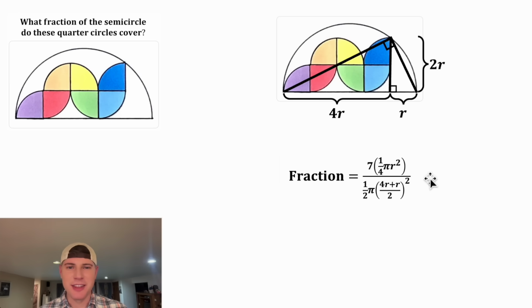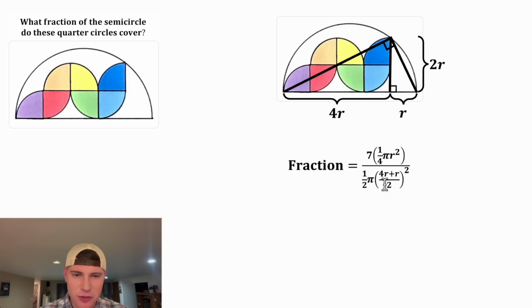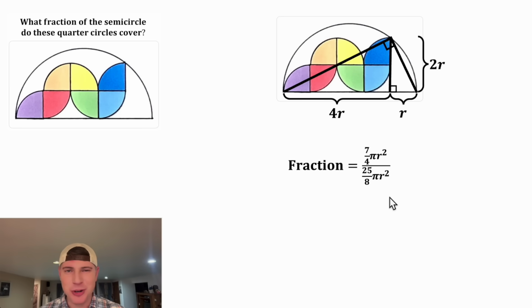And now we can simplify this. Inside of this parentheses, 4r plus r is equal to 5r. And then the square will go to the 5, the r, and the 2, giving us 5 squared r squared over 2 squared. 5 squared is equal to 25, and 2 squared is equal to 4. And then from here, 2 times 4 is equal to 8. And then on top, 7 times 1/4 is equal to 7/4. And then we can rearrange things like this. From here, the pi r squared on top and the pi r squared on bottom are going to cancel each other out. So we end up with 7/4 divided by 25/8.